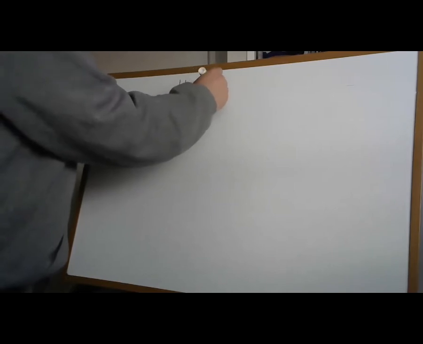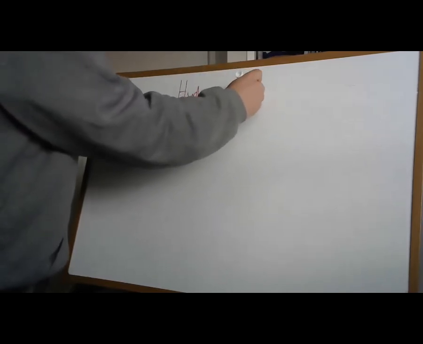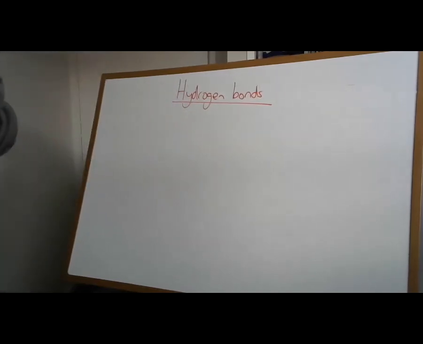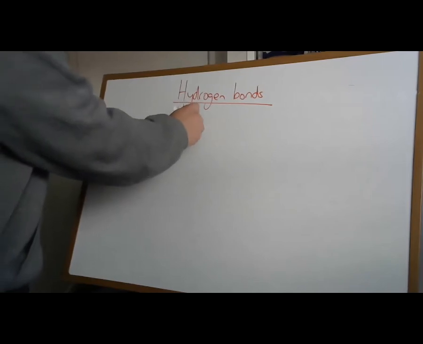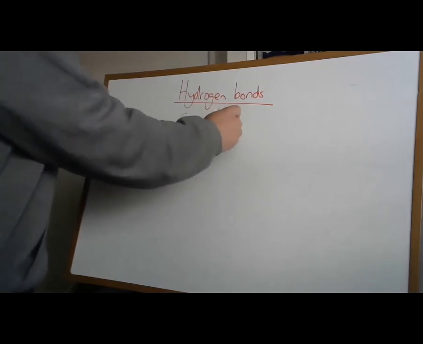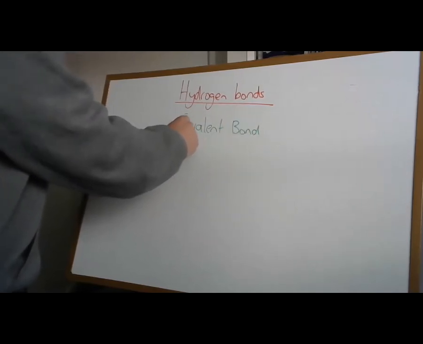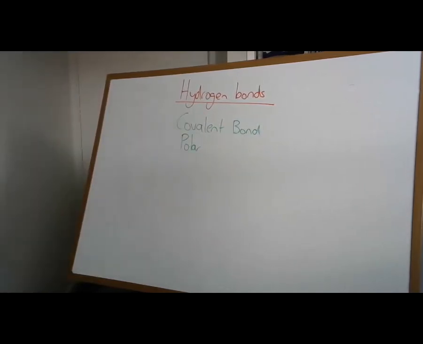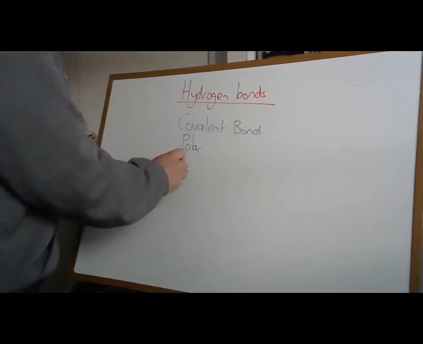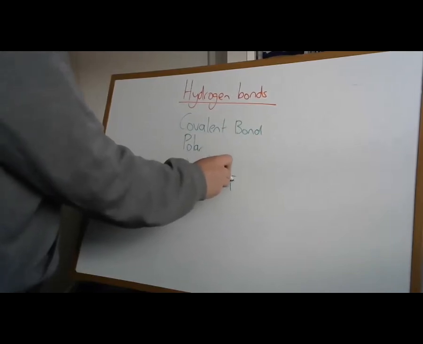Okay, so the third one, hydrogen bonds. Hydrogen bonding, again, it's a polar covalent bond, and hopefully you remember that it occurs when hydrogen is bonded to oxygen, nitrogen, or fluorine.